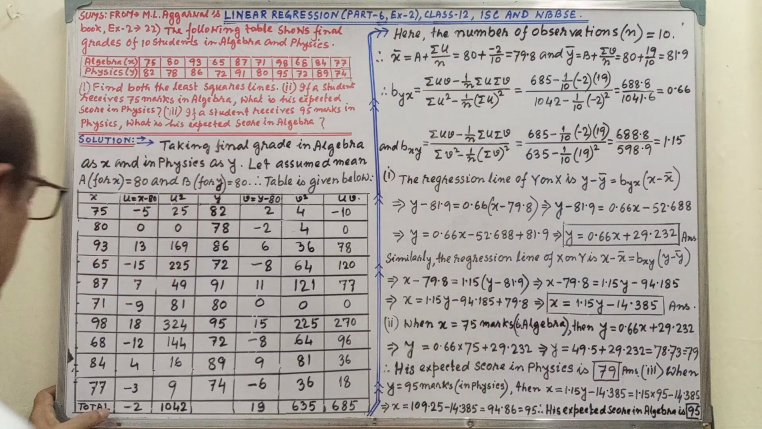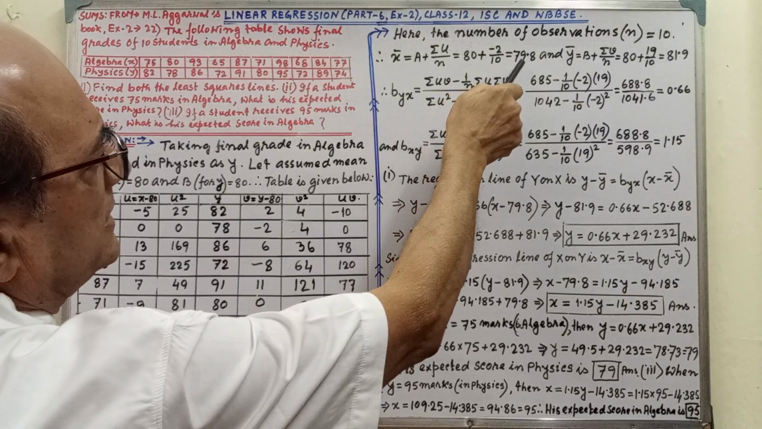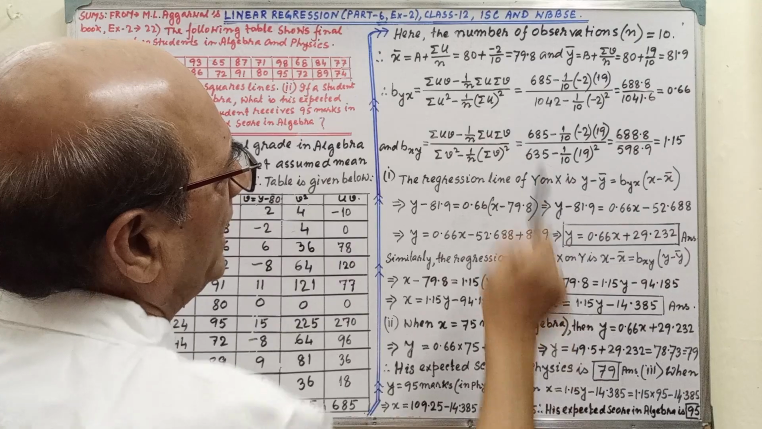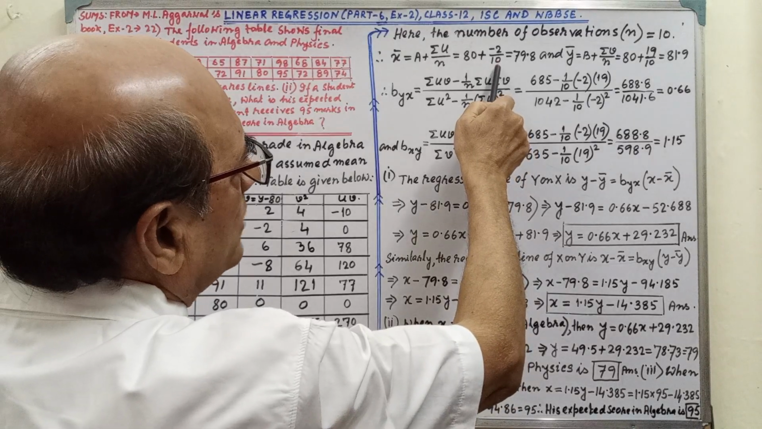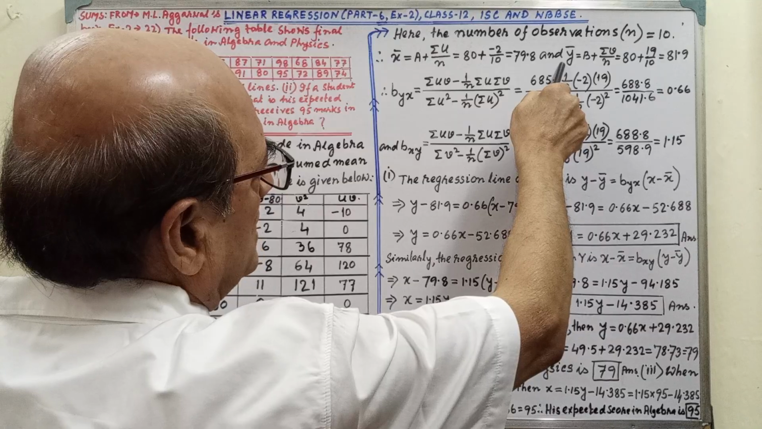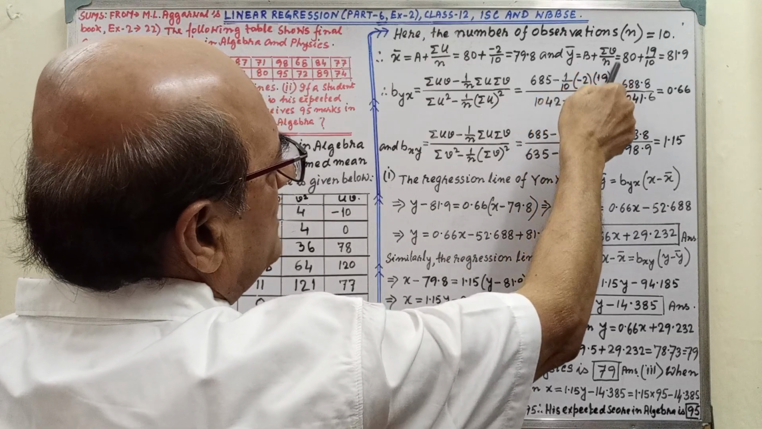Value of U we are getting is -2 and value of N is 10. After writing, then by simplifying, we are getting 79.8. By using a calculator, easily you will get this value. And Y, that is bar Y, mean of Y, that is B plus sigma V by N.